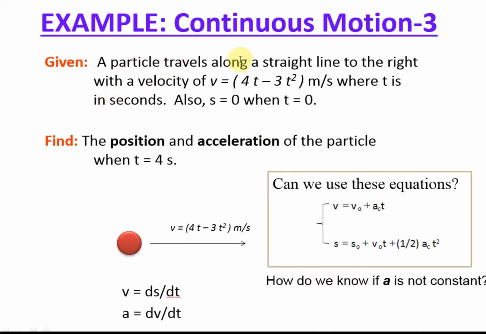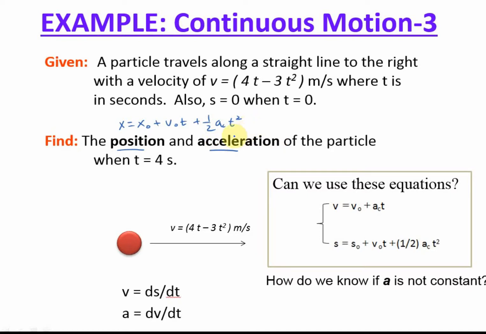A particle travels along a straight line to the right with the velocity given, where t is in seconds. What are the position and acceleration of the particle when time is equal to 4 seconds? This one just asks what the position and acceleration of the particle are when t is equal to 4 seconds. We can use these equations.